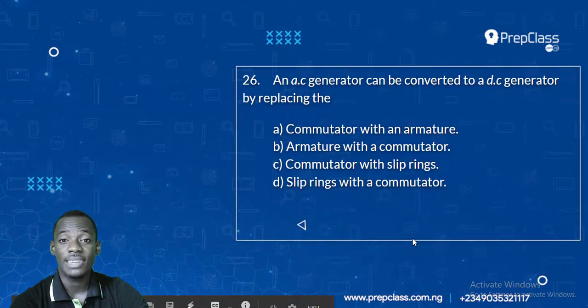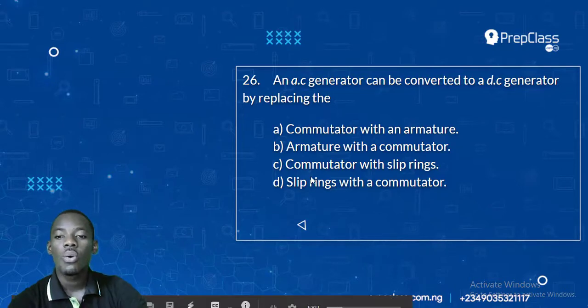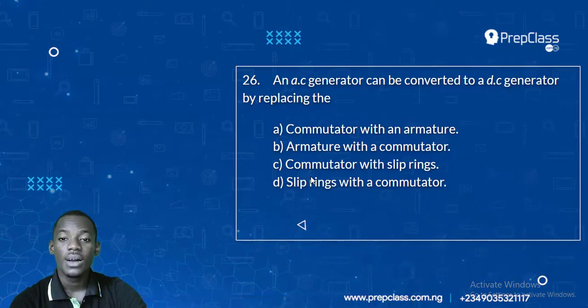WAEC 2019 past question. This says an AC generator can be converted to a DC generator by replacing the what? So what needs to be replaced? A, the commutator with an armature. B, armature with a commutator. C, commutator with slip rings. Then D, slip rings with a commutator.